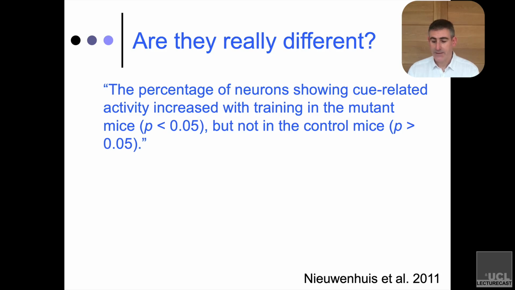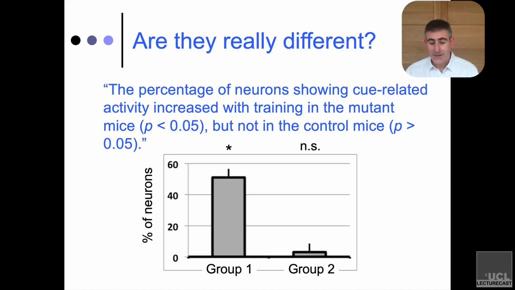But this is a great study, great paper in Nature Neuroscience. And the quote they used was, the percentage of neurons showing cue-related activity increased with training in the mutant mice, and that was significant, but not in the control mice, where it wasn't significant, right? And the implicit assumption here is, well, training works in the mutants, but not in the control mice. So there's a difference between those two conditions. You could argue that that's what I said.